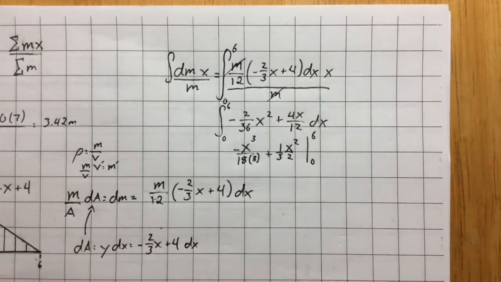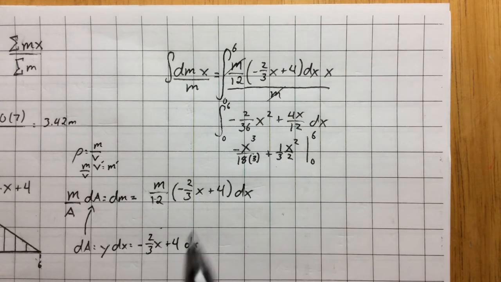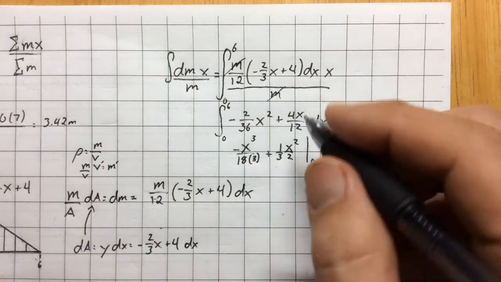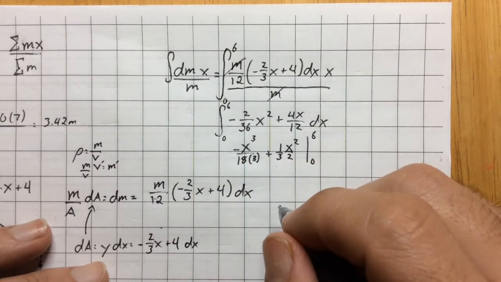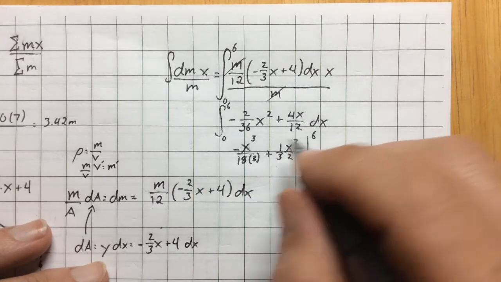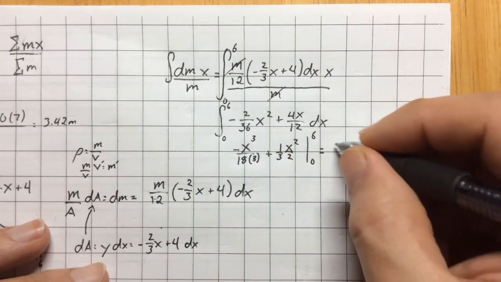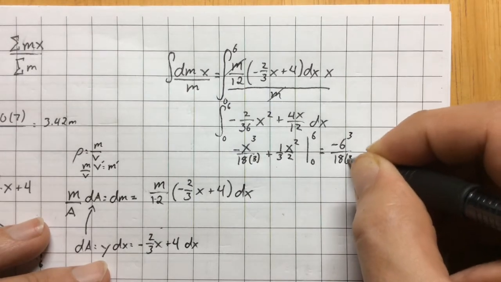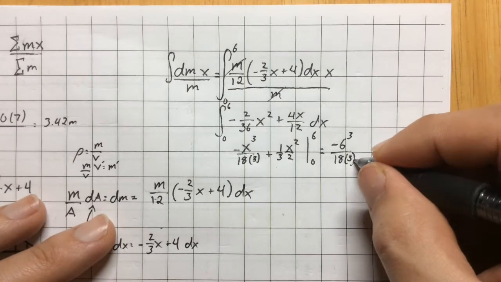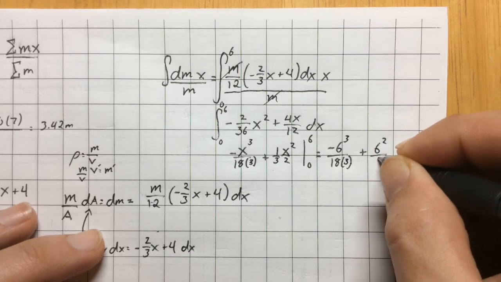Okay, and so what is that? Let's see. Pretty good. 3 and 2, that's going to become 6. Don't need to do too much more. Let's go ahead and plug that in. If I plug in the 6, I put a 6 there for x and a 6 there for x. If I plug in 0, this whole thing becomes 0. So it's 6 plugged in minus 0, so I don't even need to plug in the 0. We're going to say that this is equal to negative 6 cubed divided by 18 times 3. I was hoping that something nice would happen, but no, it didn't. Plus 6 squared over, well, 6.